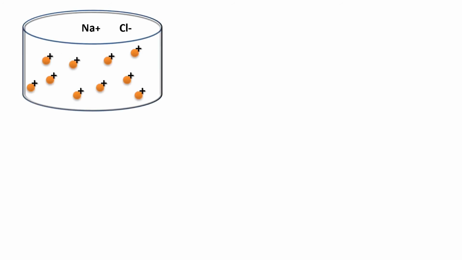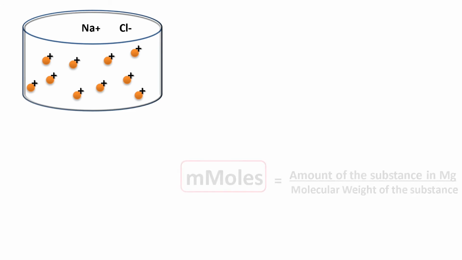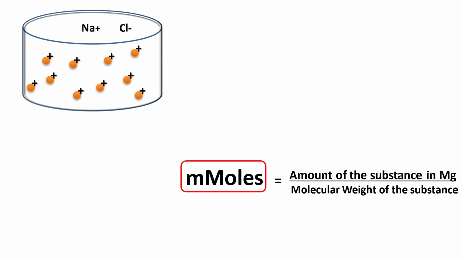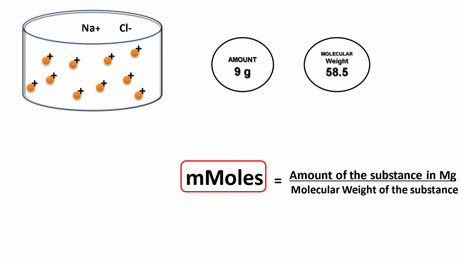Here, we have a solution containing sodium chloride. And we will be calculating this in millimoles. So we know millimoles is equal to amount of the substance in milligram divided by the molecular weight of the substance in milligram. So what is the total amount? The total amount is 9 grams of sodium chloride is present here. We know the molecular weight of sodium chloride is 58.5 milligrams. So now we use the millimole equation, which is total weight in milligram divided by the molecular weight in milligram.